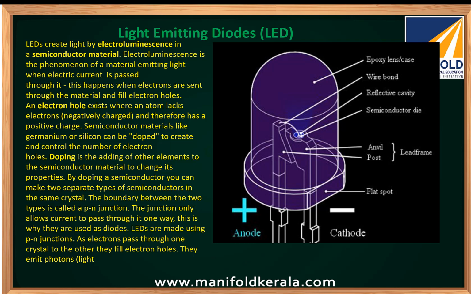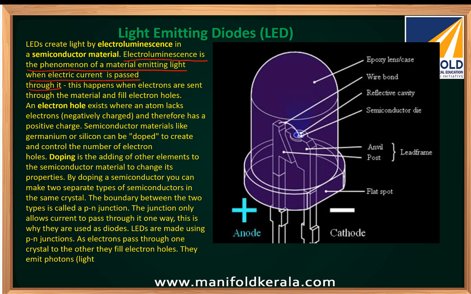So LEDs create light by electroluminescence in a semiconductor material. Electroluminescence is a phenomenon of a material emitting light when electric current is passed through it. Electroluminescence is a property of a semiconductor material to emit light when electric current is passed through it.